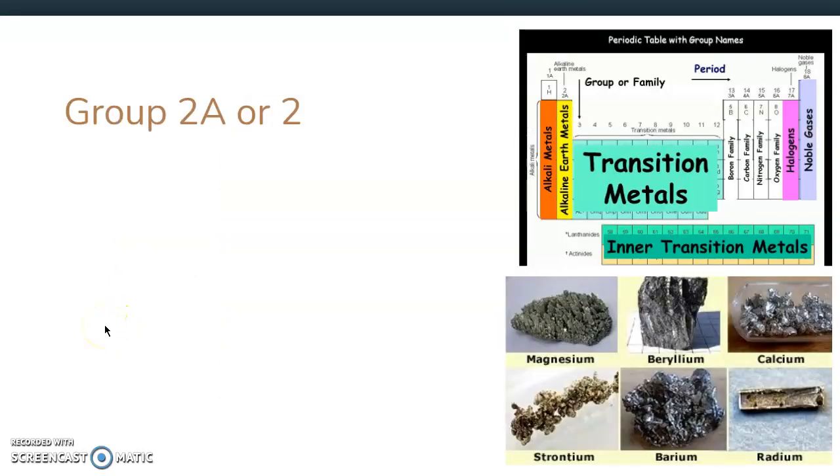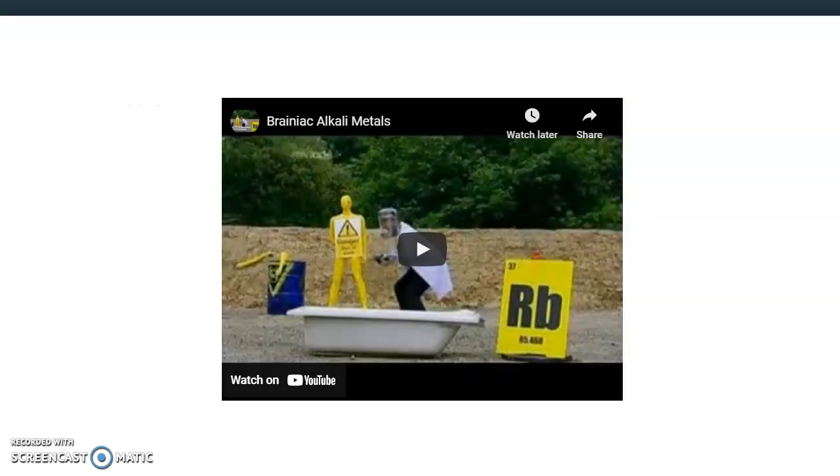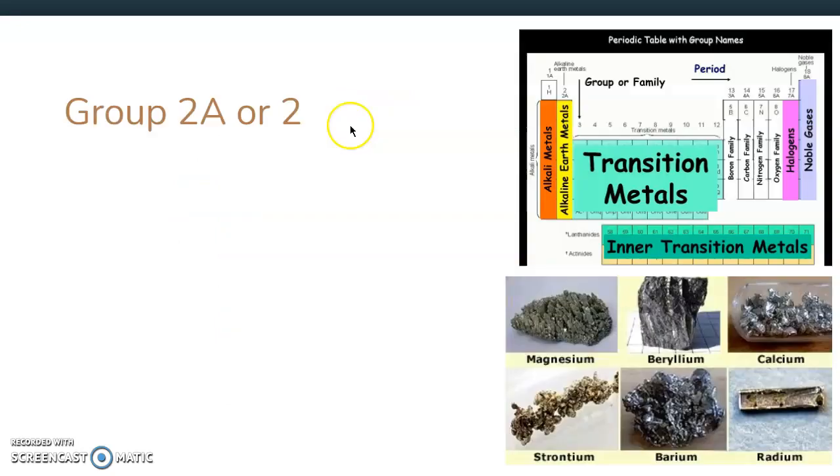We drink water all the time. We all understand how stable and how good water is for us. But just by putting a few of these elements in water, you'll see a big explosion. So that's fun to see.